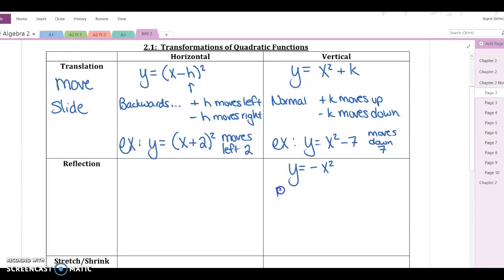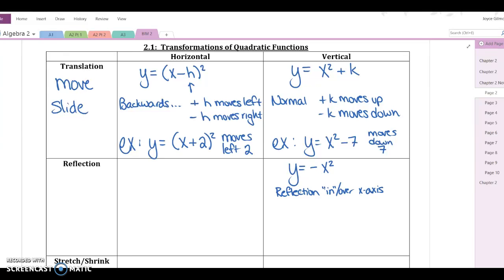You may see the phrase reflection in or over the x-axis. And it might seem weird that a vertical reflection is over the x-axis, but think about it. If something reflects from above to below, up, down, it's reflecting over the x-axis. You may see the phrase in the x-axis means the same as over the x-axis. I don't really understand why they use that phrasing, but they do.